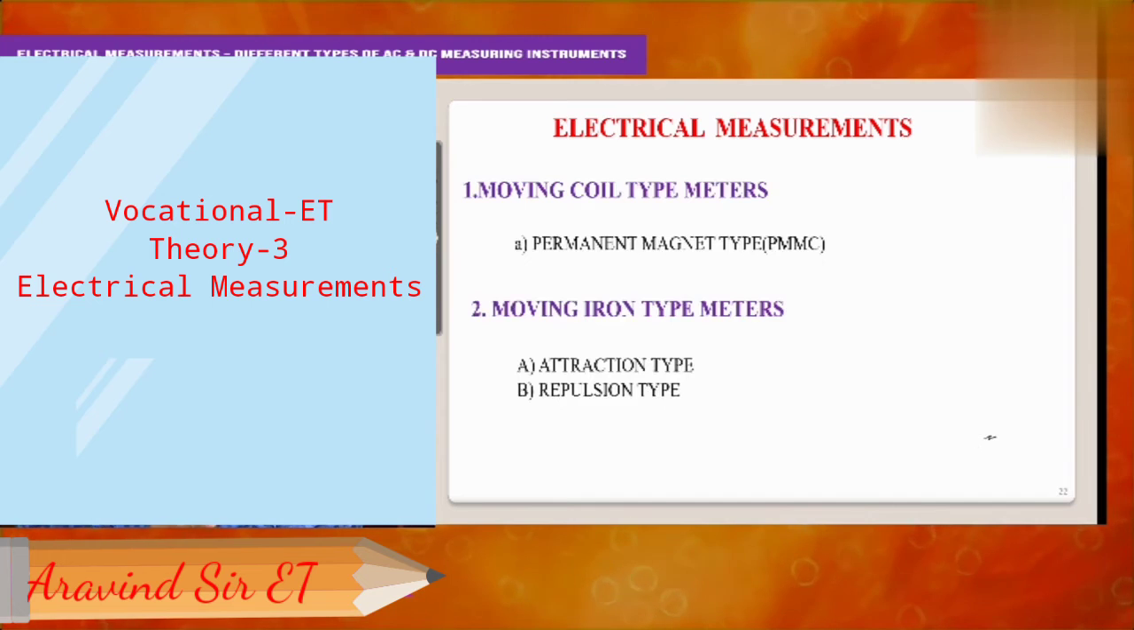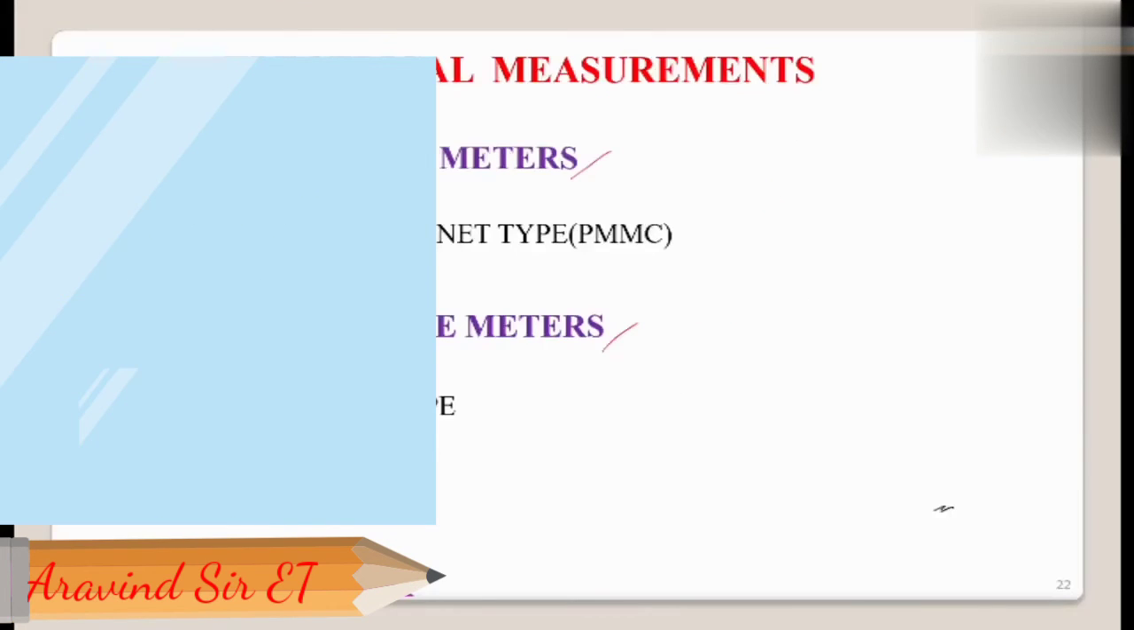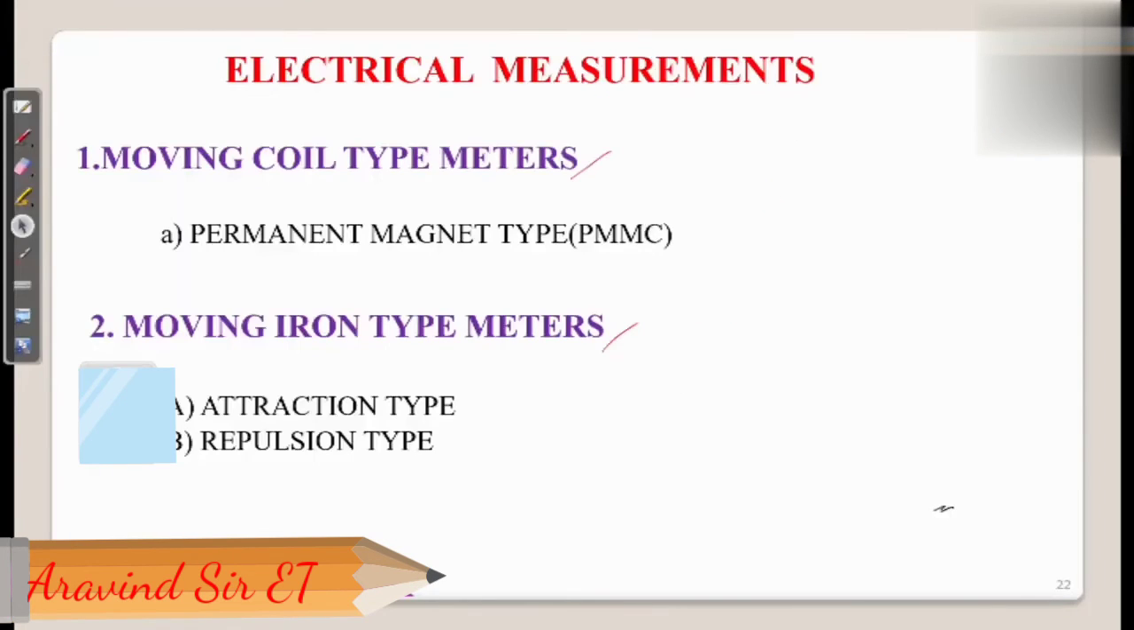Coming to the types of electrical measuring instruments, there are basically two types. One is the moving coil type, the other is the moving iron type. Moving coil type is the permanent magnet type, and moving iron has two types: attraction type and repulsion type.